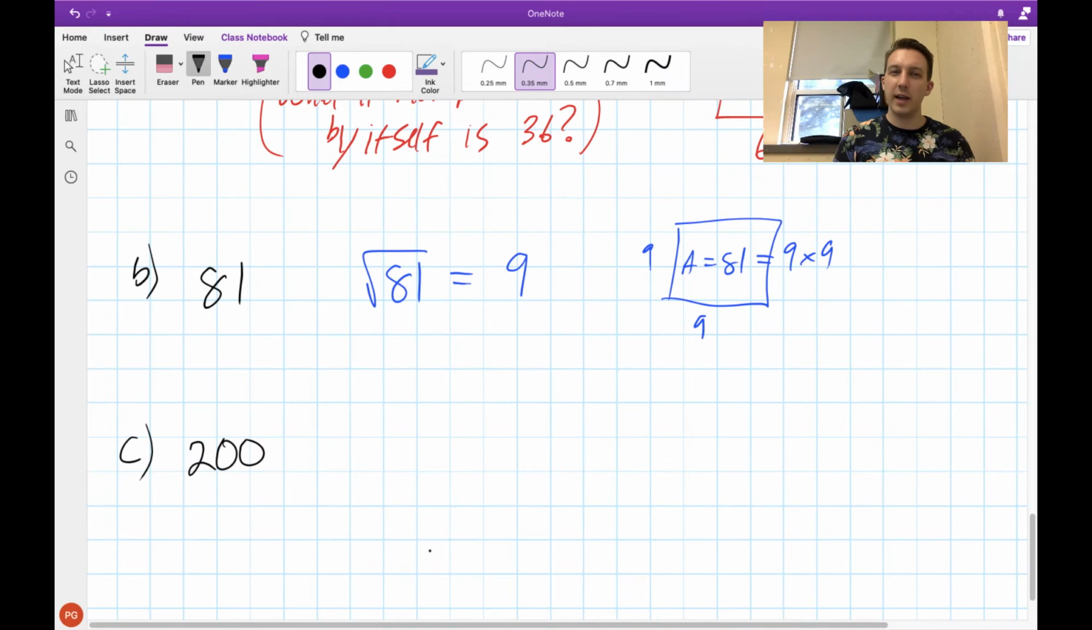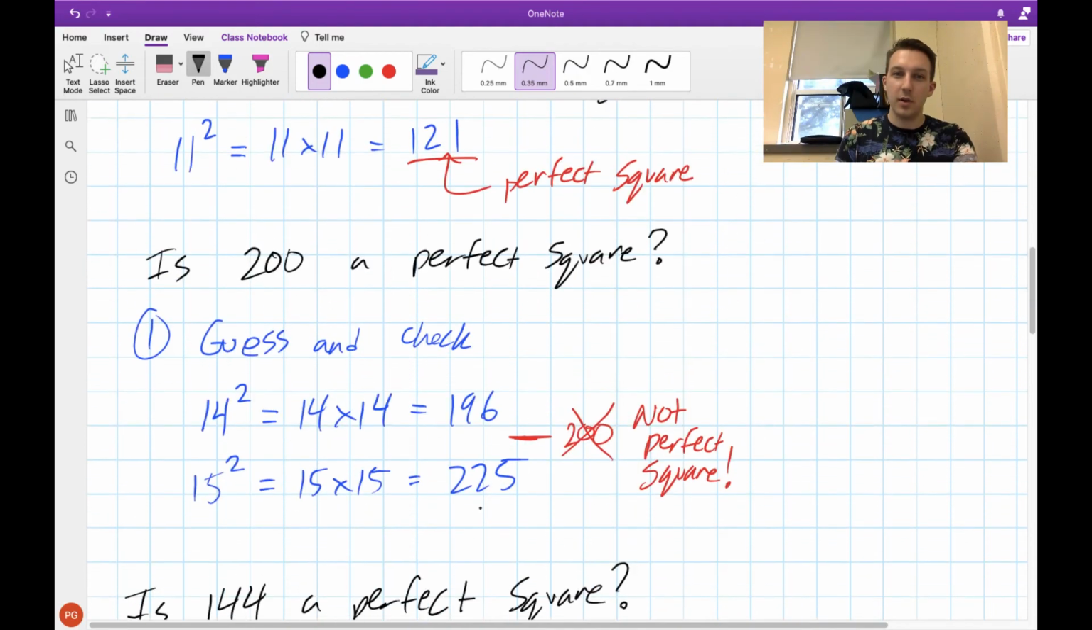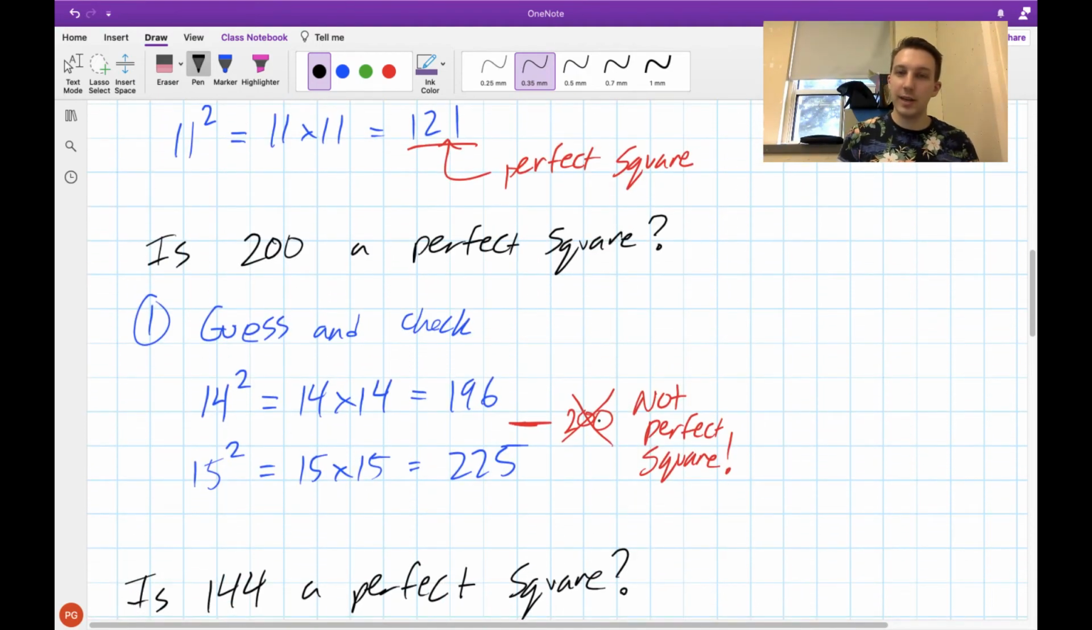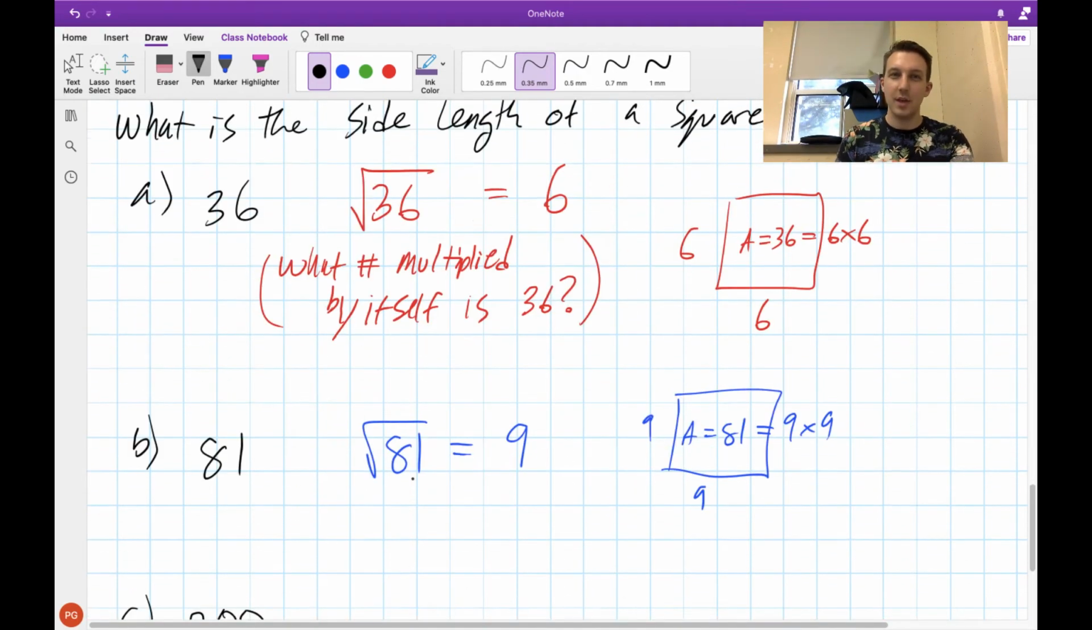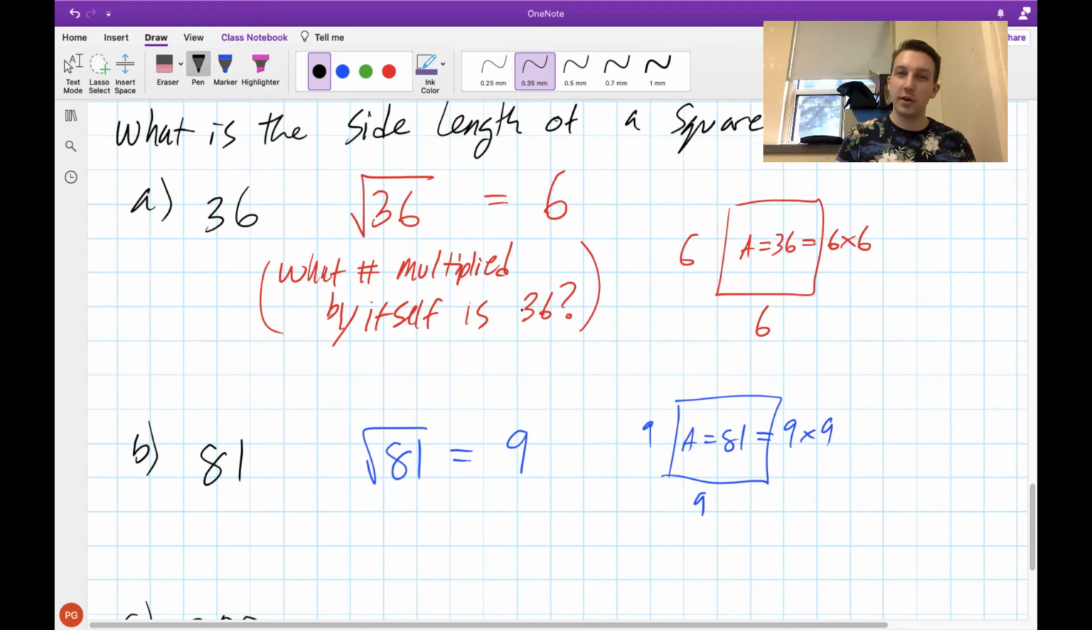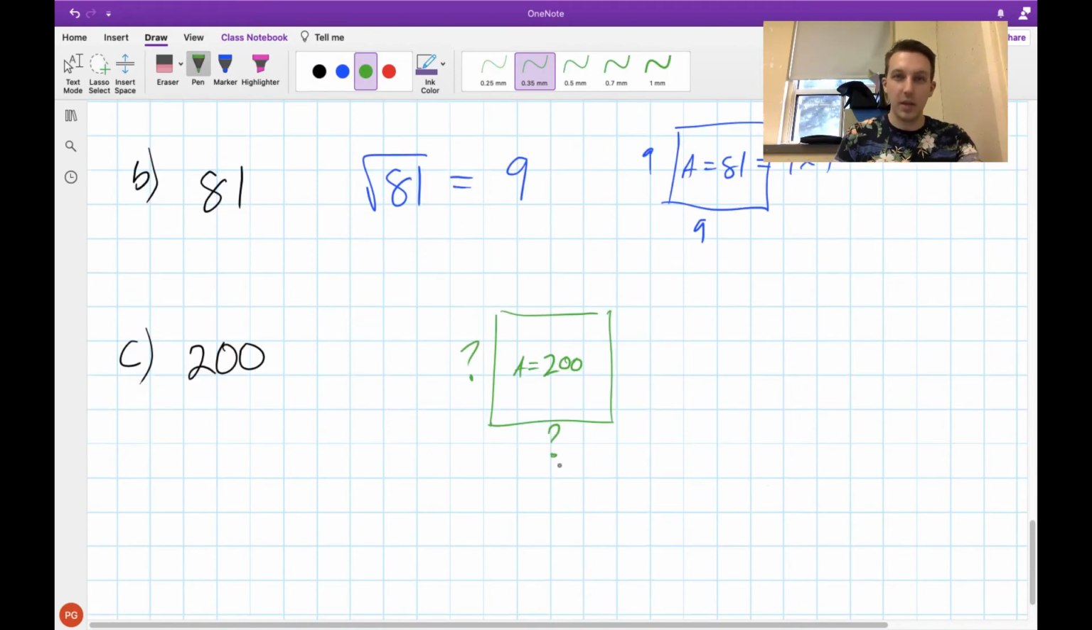But what if our area isn't a perfect square? What if our area is something like 200, which, if you remember, we already showed that 200 is not a perfect square. So we know that the numbers aren't going to work out nicely like these two parts. So what two numbers go here? Well, even if this isn't going to be a whole number, we can estimate how big they're going to be.